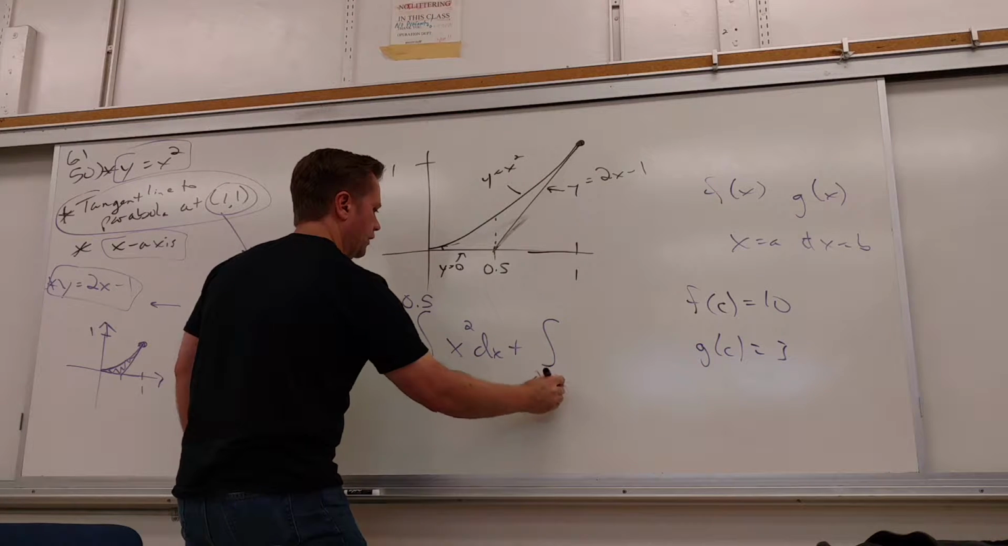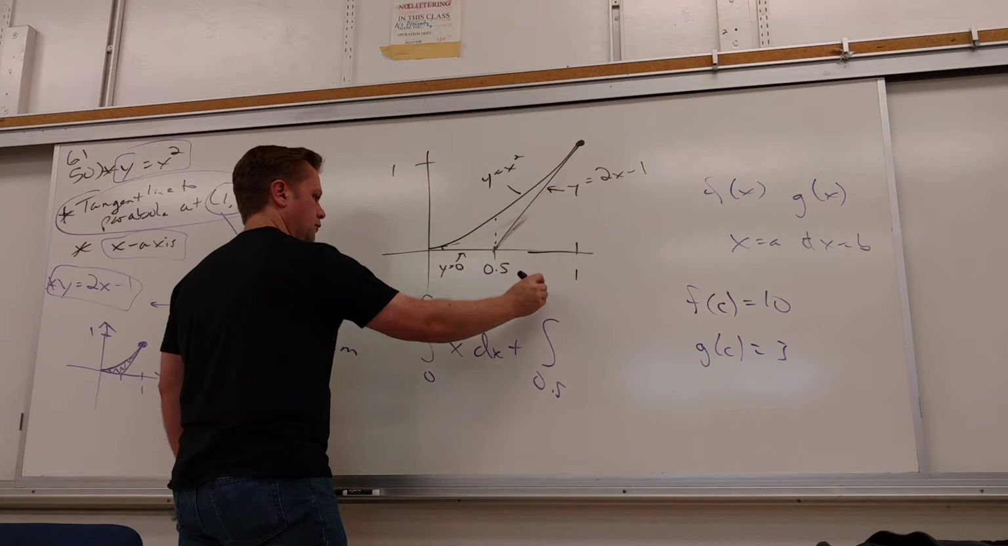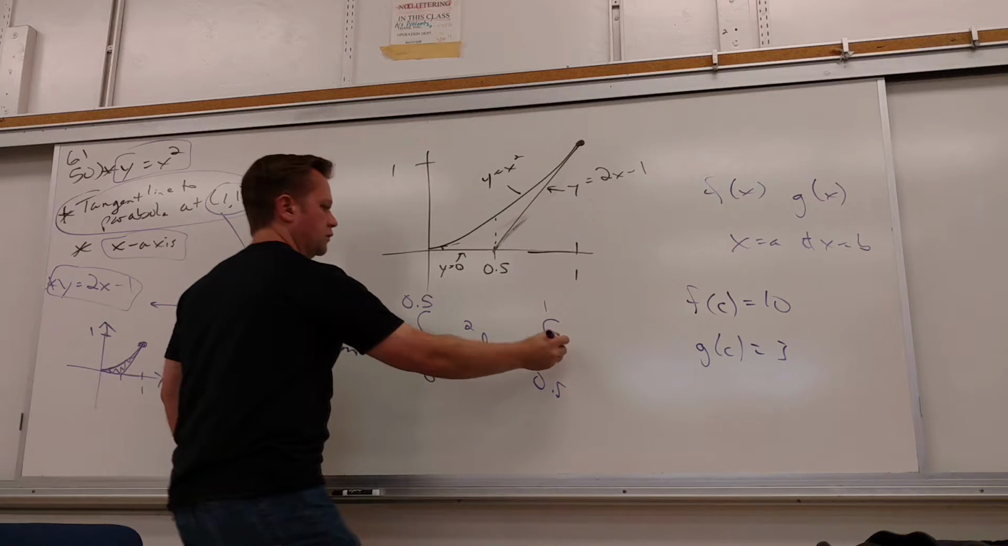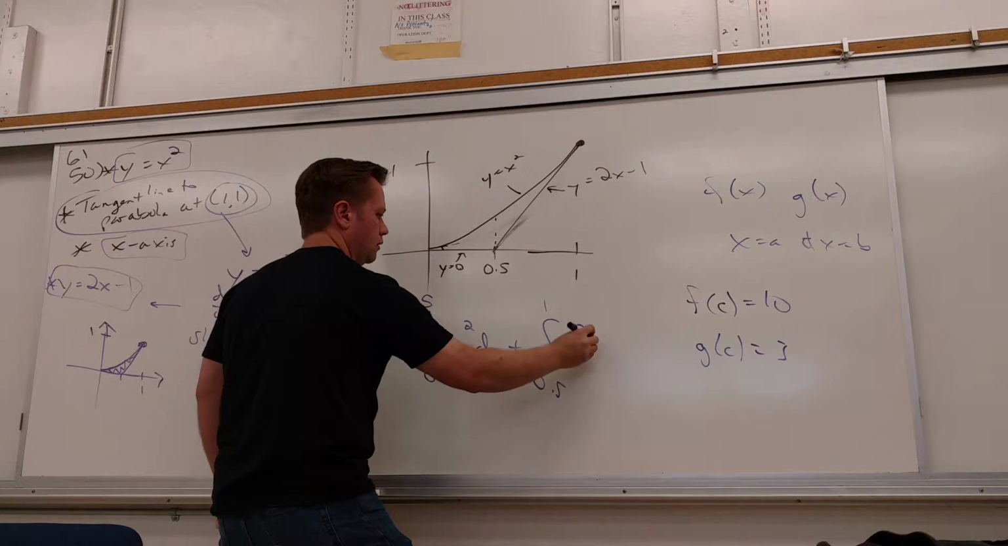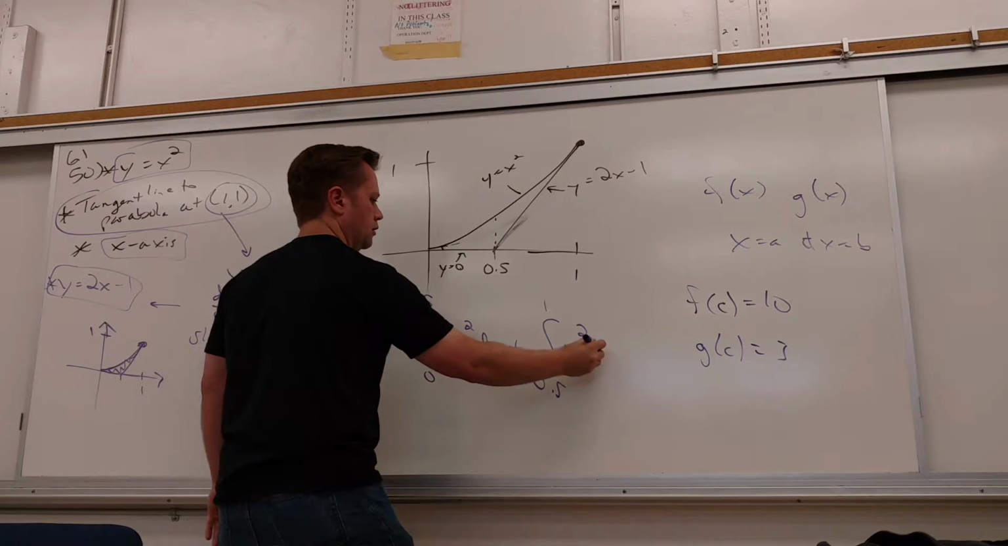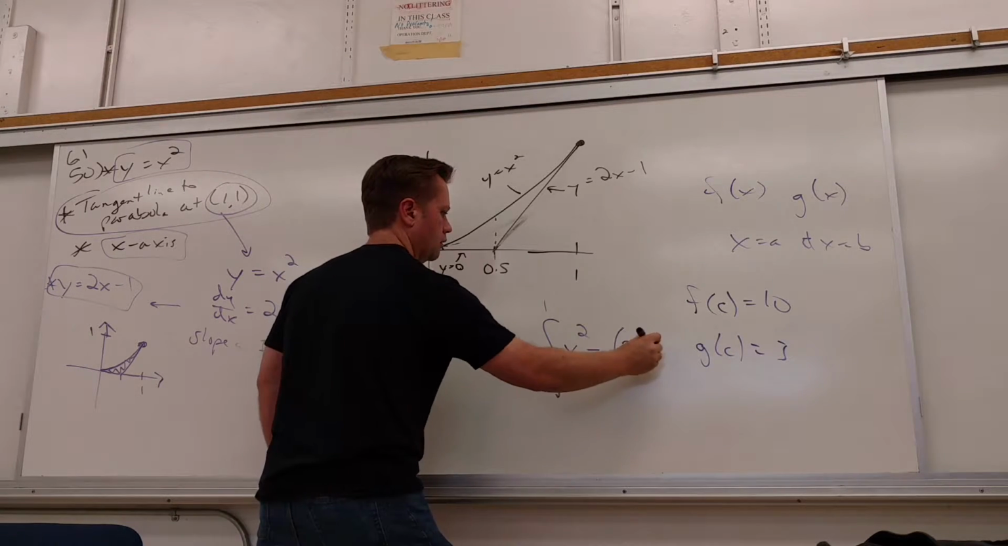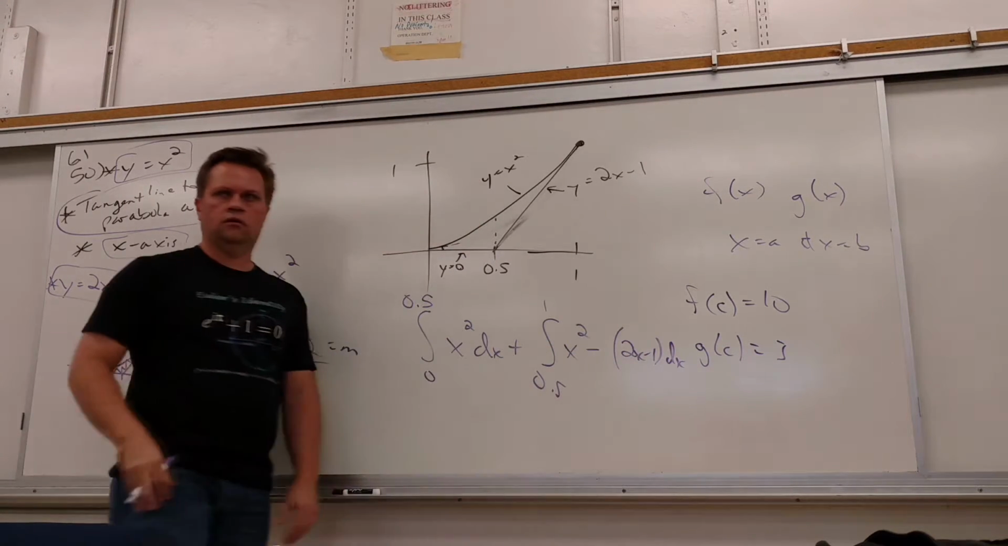Plus, from 0.5 to 1, what's on top? x squared. What's on the bottom? 2x minus 1. So it's x squared minus 2x plus 1. Cool.